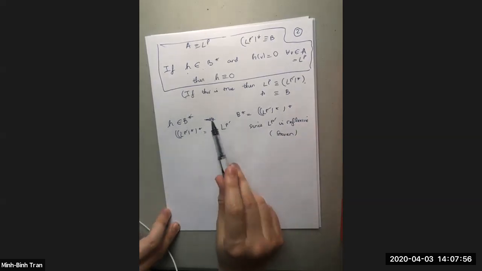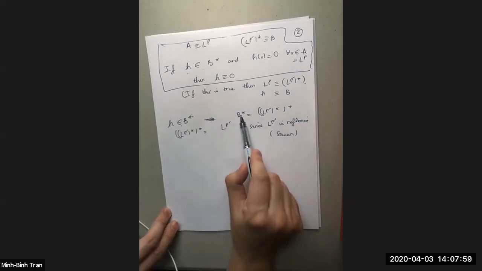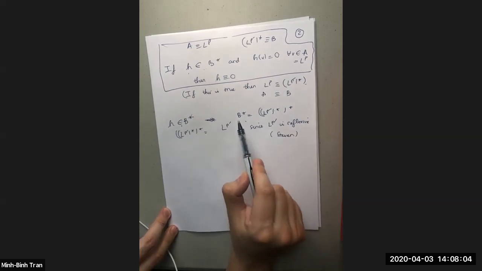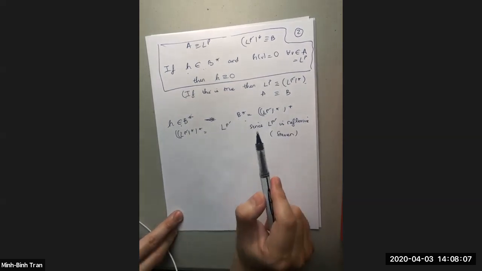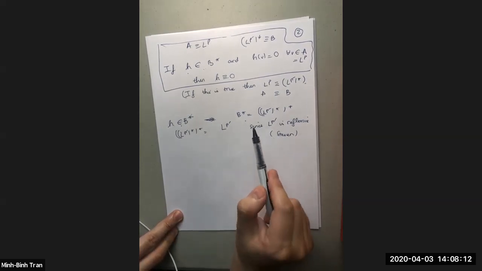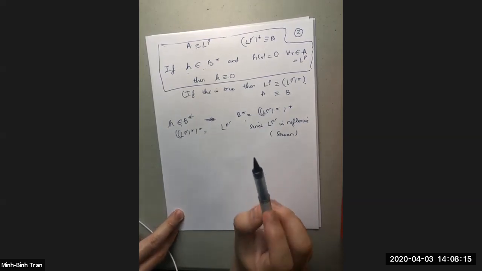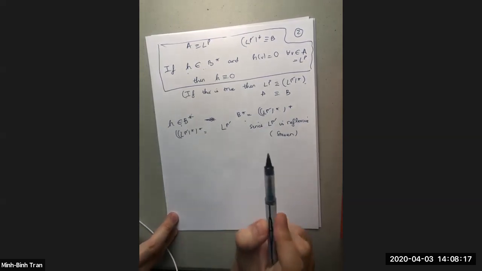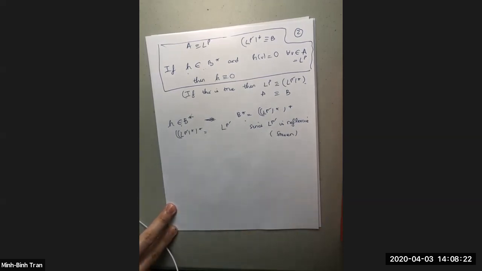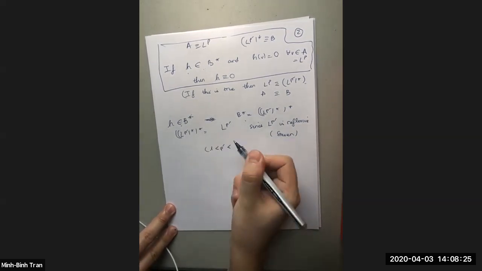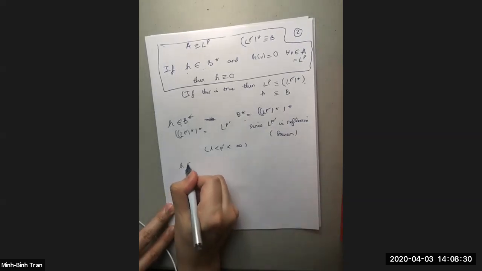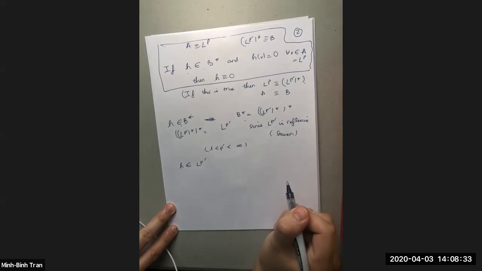So you know that H is in B star, which means that H will be in LP prime star. But LP prime is reflexive, because all of the LP will be reflexive for P going from 1 to infinity, and because P is from 1 to infinity, P prime is also from 1 to infinity, which means that LP prime is also reflexive, right? This is because 1 is smaller than P prime, and this is smaller than infinity. So in this case, you have L is in LP prime, right?